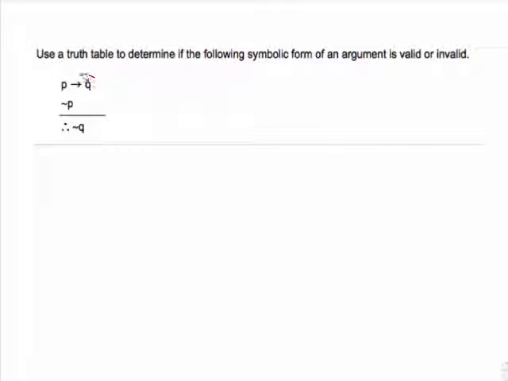Try to put this together. There's our first part. And the second part. Big old brackets. Then this conclusion, not Q. And there it is, just written a little bit more neatly.